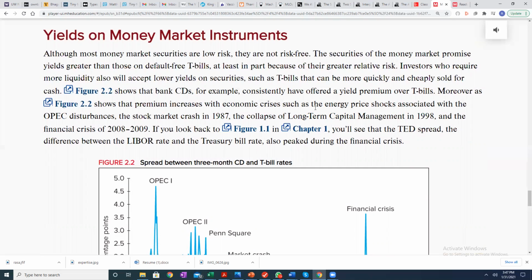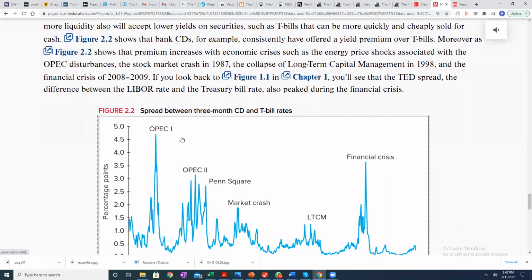When there were energy price shocks associated with OPEC disturbances, the stock market crash in '87, the collapse of Long-Term Capital Management in 1998, and the financial crisis of 2008-2009, you'll see that the TED spread, the difference between Libor and the Treasury bill rate, also peaked during the financial crisis.